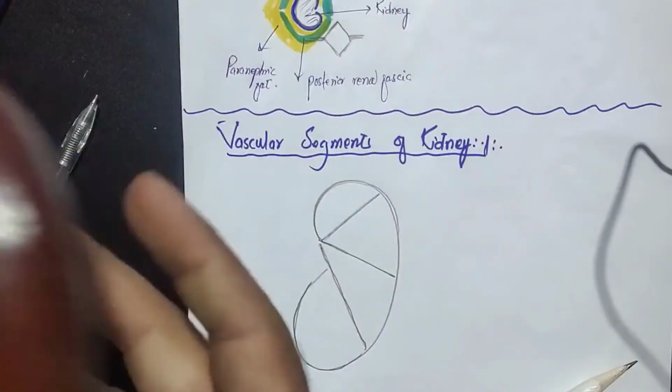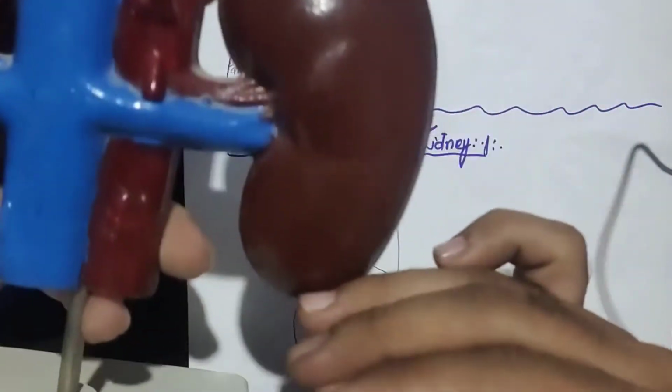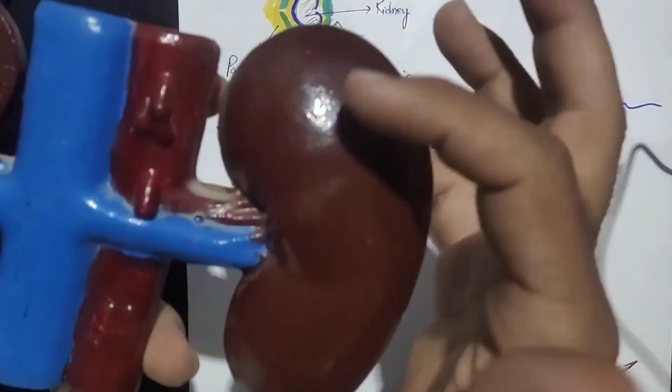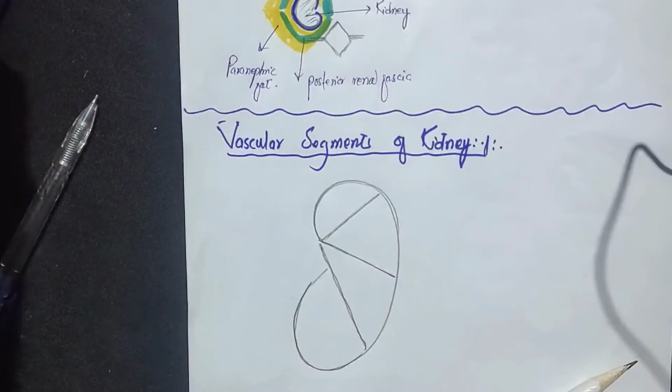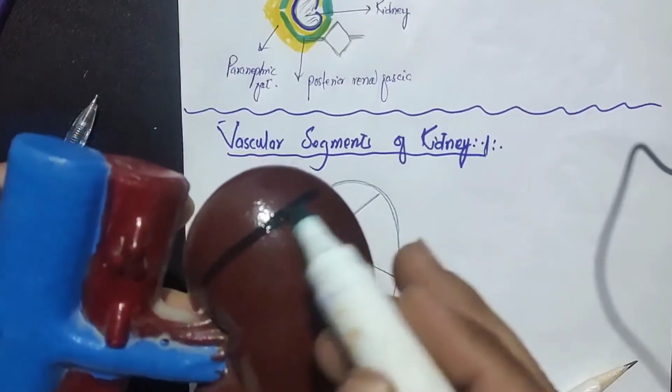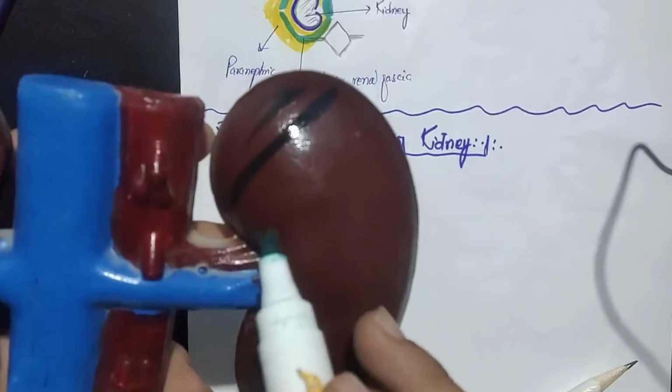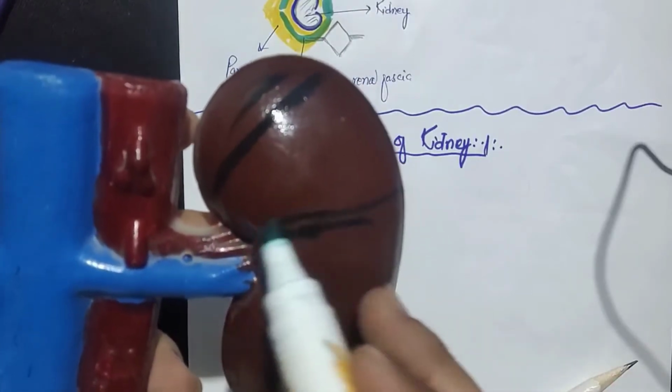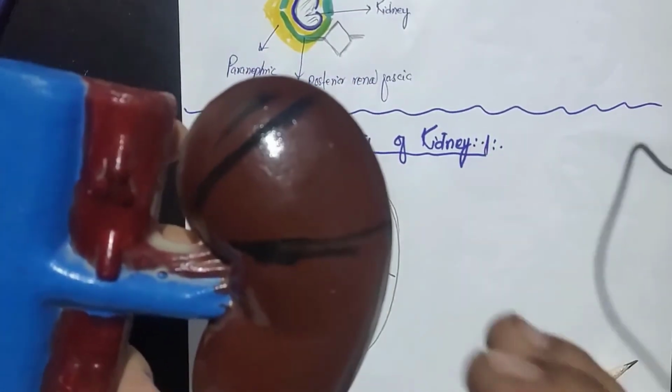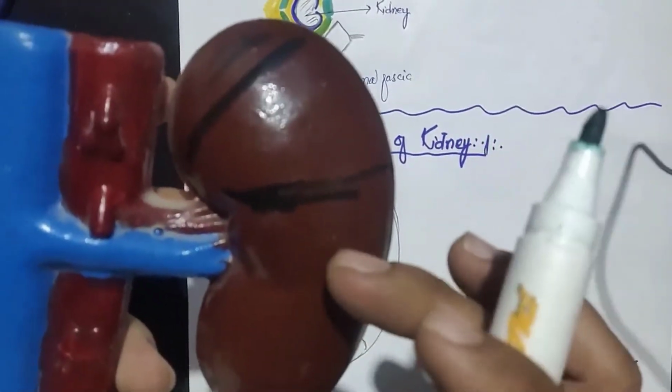For example, these are the 2 kidneys, right? This is the anterior side of the kidney, okay, and this is the posterior side of the kidney. So anteriorly there is a superior segment or apical segment. There is an anterior superior. Anterior means it is anteriorly, and superior means it is above this segment.